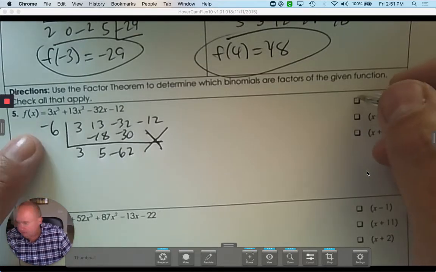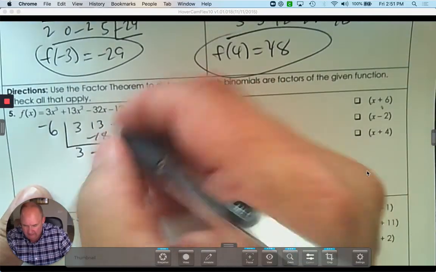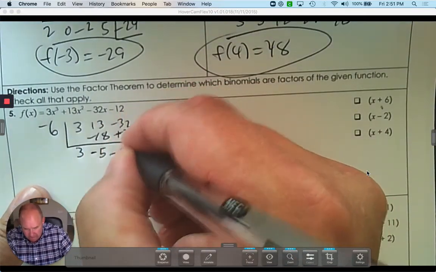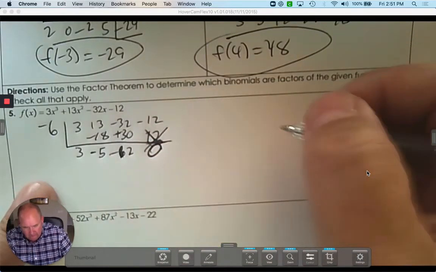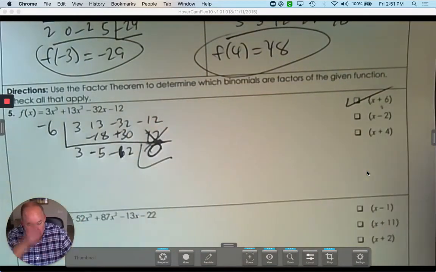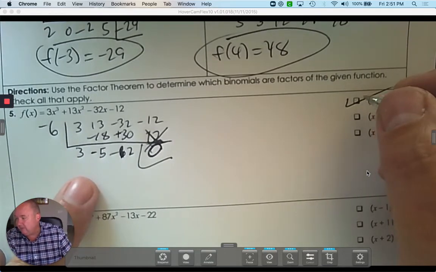What did I do wrong here? The answer key says I'm wrong. So let's see. Oh, this is negative 5. This is positive 30. This is negative 2, positive 12. Silly me, that totally is a remainder of 0. This one works. Don't make a silly mistake like I do with signs. Take your time. Here we go, one more.